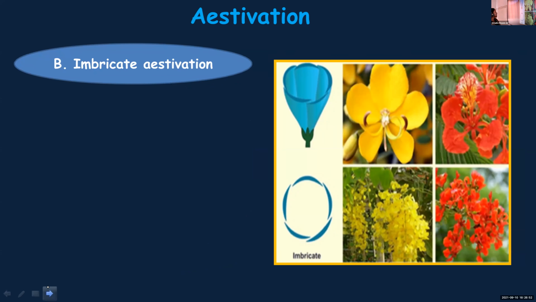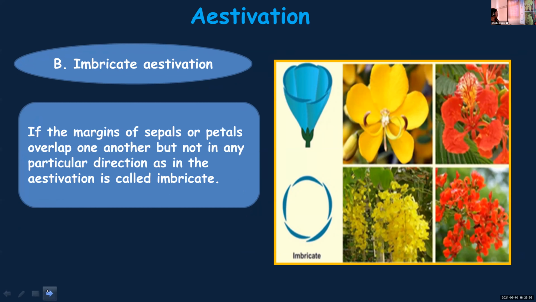And the second one is imbricate aestivation. So here you can find the margins of sepals and petals overlapping one another. You can find overlapping, but it is not in any particular fashion or any particular pattern. Such an aestivation is known as imbricate aestivation. So the margins of sepals and petals overlap one another, but not in any particular fashion.